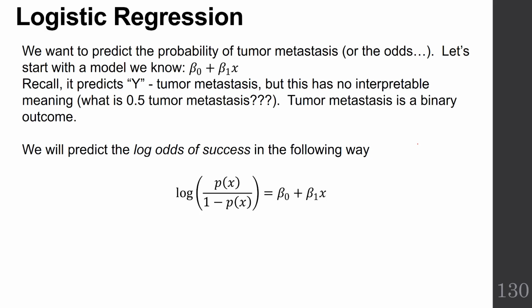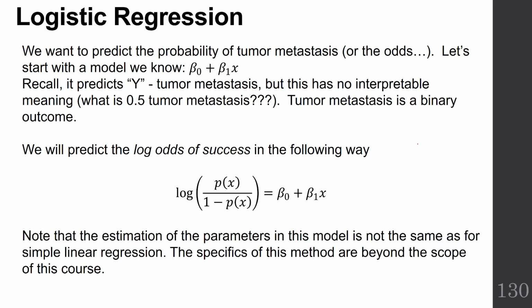So the right side looks familiar to us. That looks like our simple linear regression model, but the left side is different. So the estimation of the parameters in this model is not the same as it is for simple linear regression. The specifics of the method are beyond the scope of this course. We're going to let computers do the computations for us.